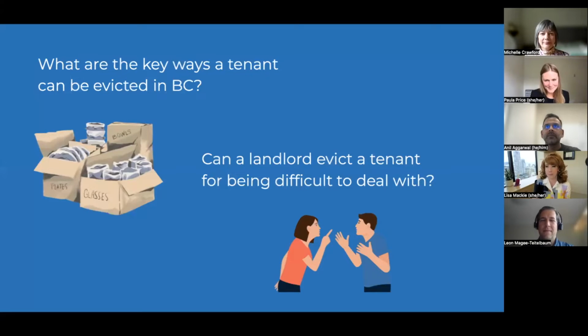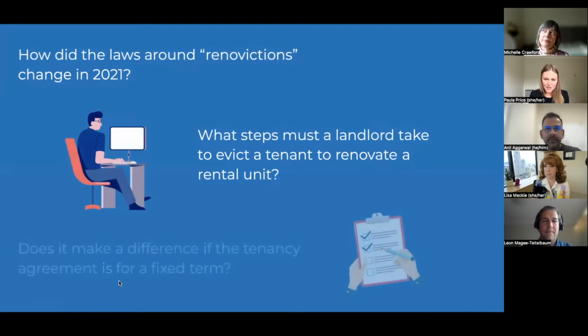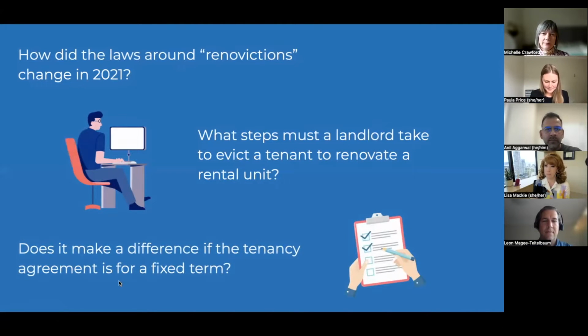Beautiful. Thank you so much, Lisa. This next question is for you, Michelle. And the question is, can you please describe how the laws around renovictions changed in 2021 and the steps a landlord must take if they want to evict a tenant to renovate a rental unit? Does it make a difference if the tenancy agreement is for a fixed term?